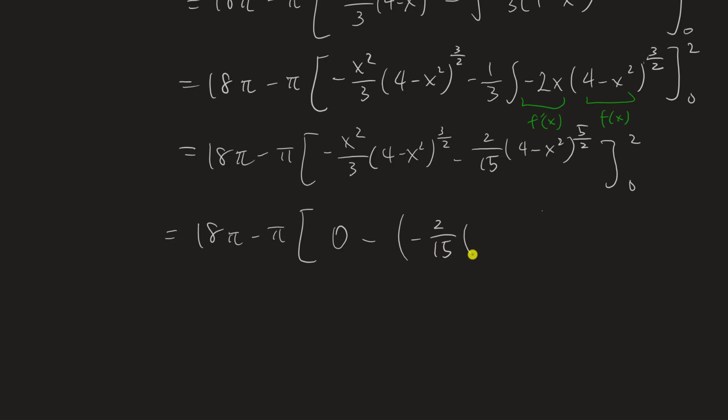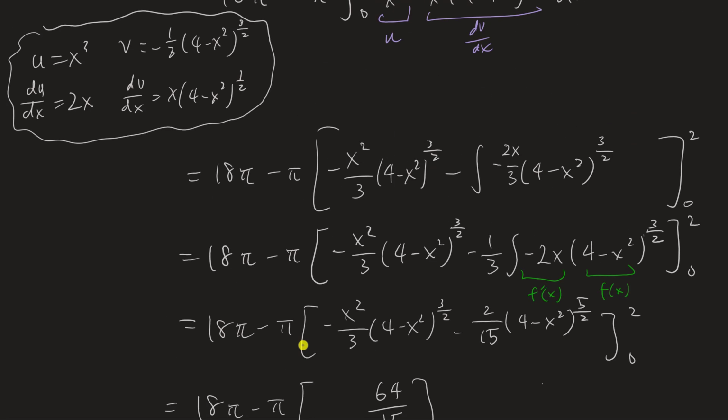2 over 15. 4 to the power of 5 over 2, 32. Simplifying the inside will give us just this, which is 64 over 15. Simplifying this will give us 206 over 15 pi. And that's it for the first integration question.